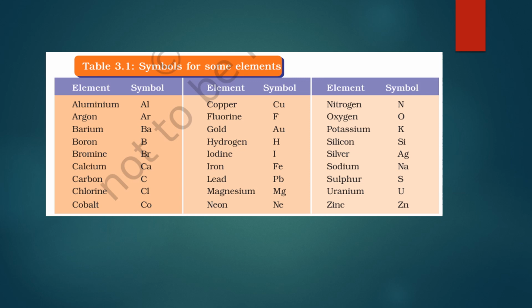So this is a very important table जिसमें you will get the symbols for all the elements. Okay. So element name is given in the first column and in the second column its corresponding symbol is given. Aluminium is Al, argon is Ar, barium is Ba and so on.